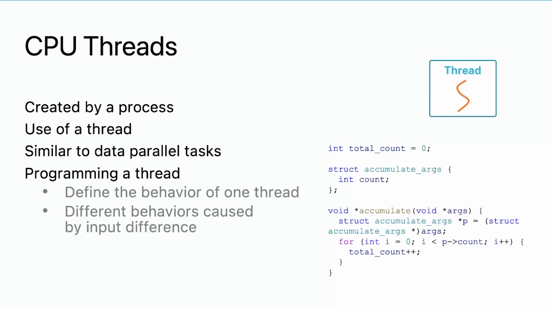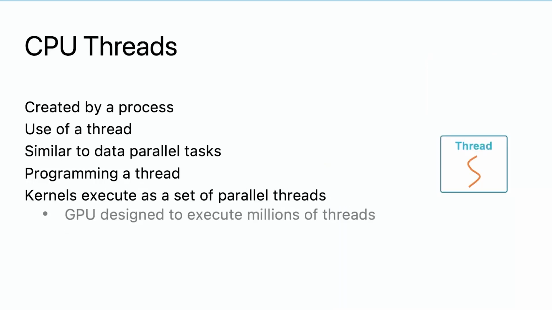So how do we write a program for the CPU? This code is an example from the previous unit. As you can see, this function defines how each single thread is executed. But different threads executing this program may have different behaviors because they have received different input data. Similarly, when we write a GPU program, we only define the behavior of a single thread but allow the GPU threads to have different behaviors according to the input data. To utilize the massive number of cores on a GPU, kernels are organized as a large number of threads. The GPU is designed to execute each kernel as thousands or even millions of threads.